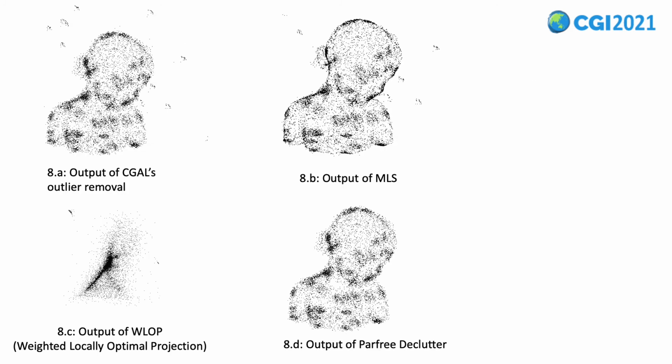This is the standard output of Segal's outlier removal, and the second one is the output of MLS. It's weighted locally optimal projection, and power-free declutter is a TDA-based method. Region grow performs pretty well compared to those.